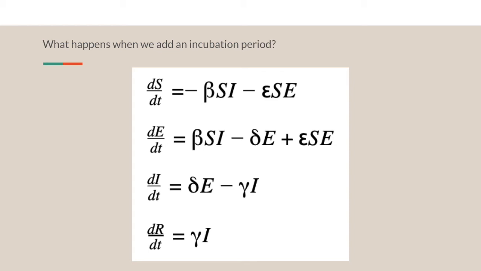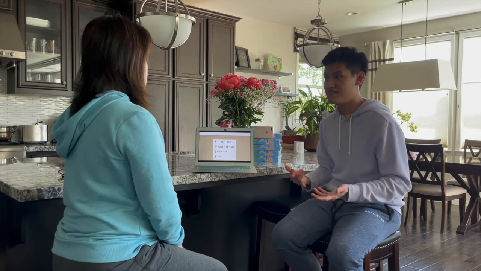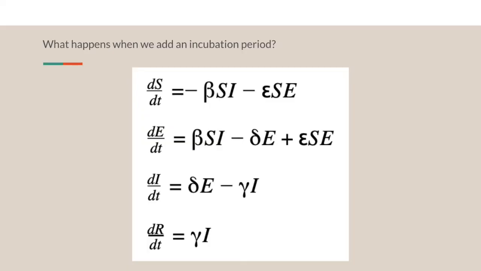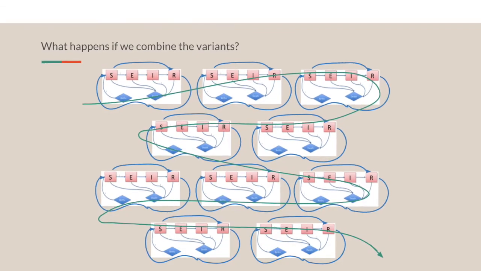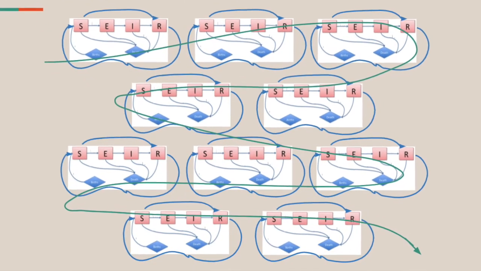If we look at the epsilon value, you see there's another thing here. If you're susceptible, you can still catch the virus, like coronavirus, if you come in contact with an exposed person. But subtract it from dS over dt and add it to dE over dt. So what happens if we combine all the variants? Because for every single variant, we were only talking about still a very small number of variables. But in reality, there's literally millions.